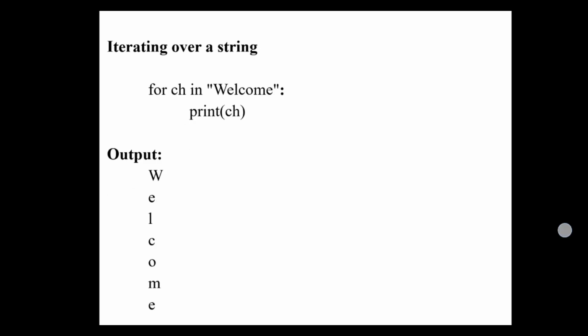Iterating over a string. For ch in "welcome": print(ch). This loop goes through the string welcome character by character. A string in Python is treated like a sequence of characters. For ch in welcome, it shows each character of welcome is taken one by one and stored in ch, and print(ch) prints that character. That's why in the output we get welcome.